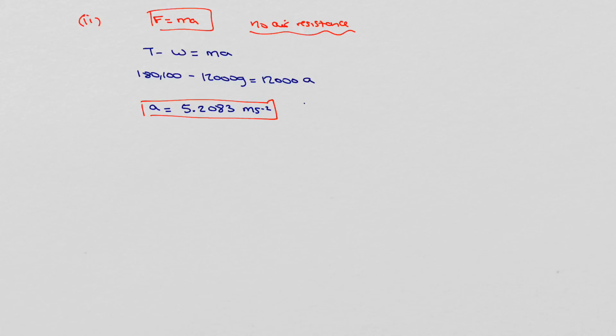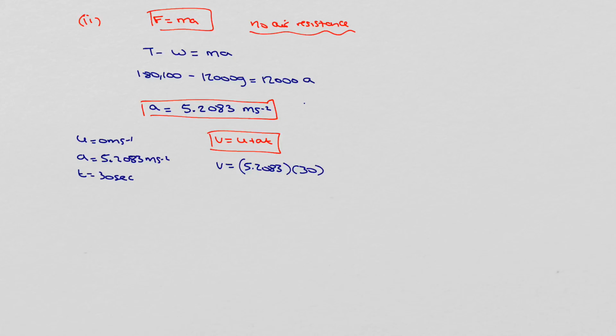So if I know what u is, and the acceleration, and the time, well, we have v, that final velocity, if we're looking at that change in time, will be equal to 0 plus a times the time. And therefore the velocity over that 30-second period will be 156.25 meters per second.